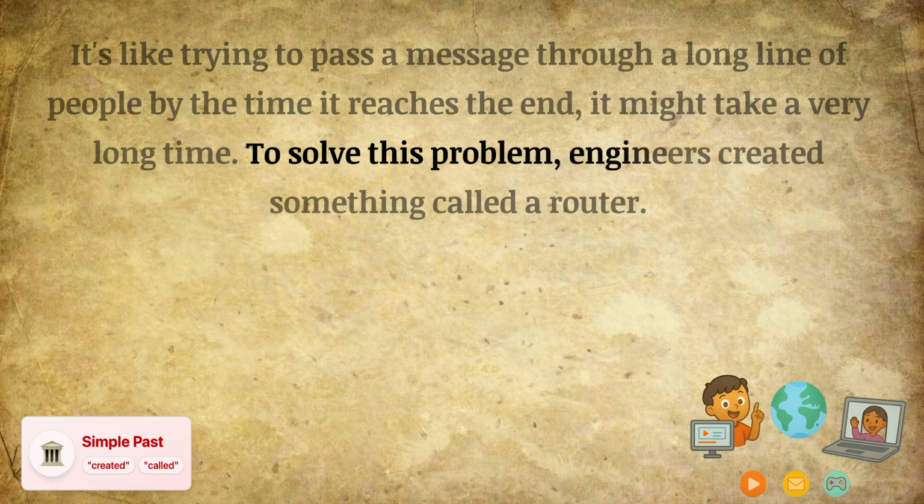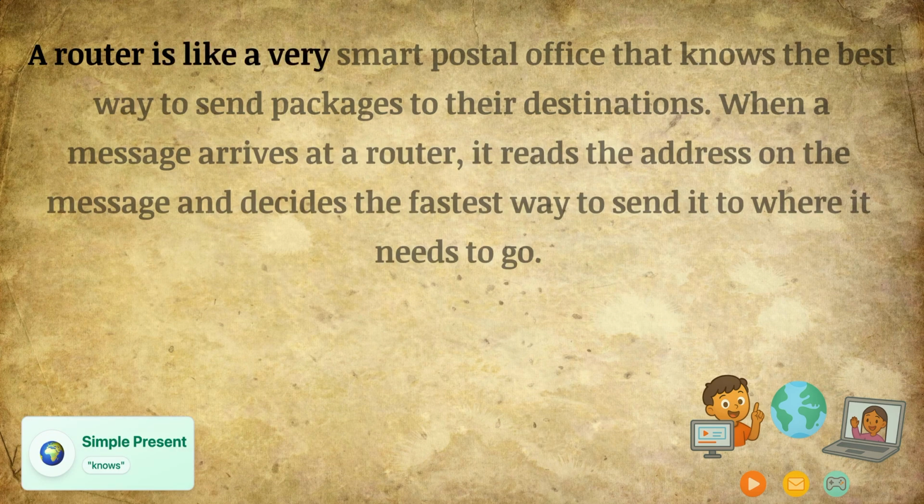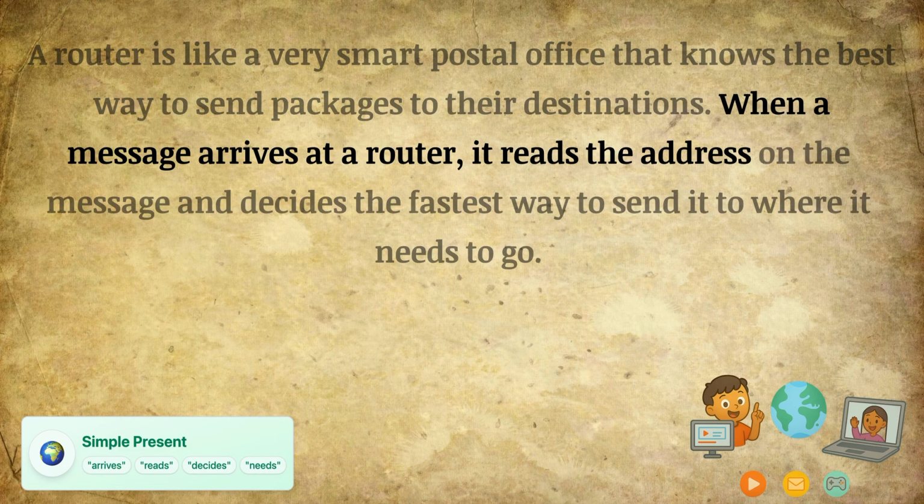To solve this problem, engineers created something called a router. A router is like a very smart postal office that knows the best way to send packages to their destinations. When a message arrives at a router, it reads the address on the message and decides the fastest way to send it to where it needs to go.